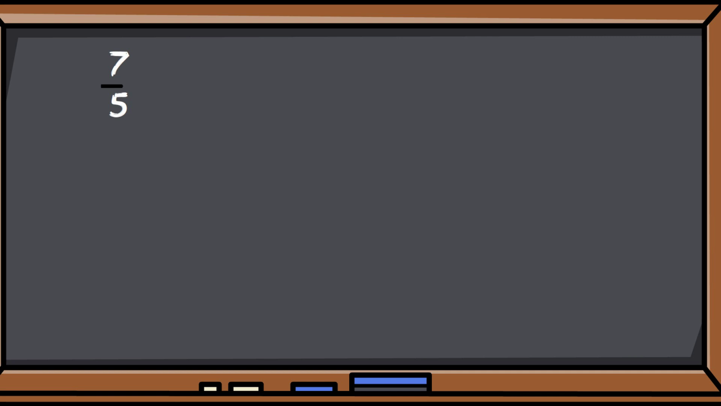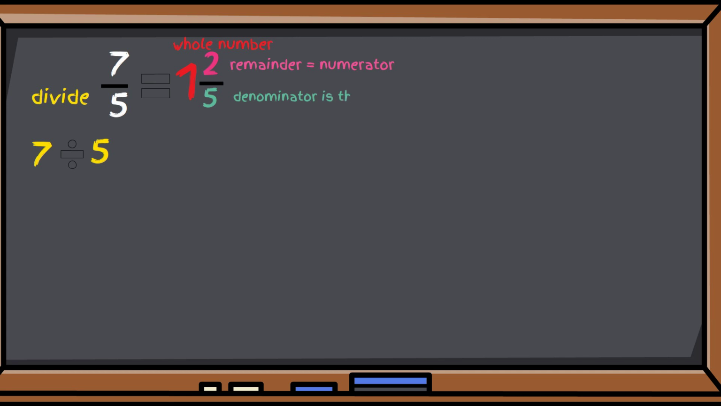We have 7/5. Divide to see how many times 5 goes into 7. Well, that's 1. 1 is the whole number of the mixed number. How much is left over after dividing? 2. 2 is the numerator and 5 is the denominator. Remember, the denominator stays the same, so the answer is 1 2/5.